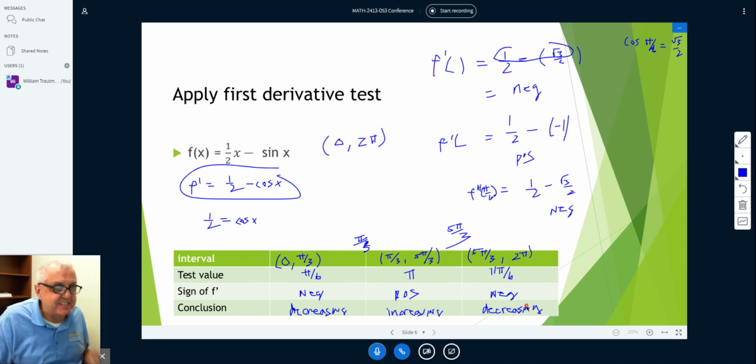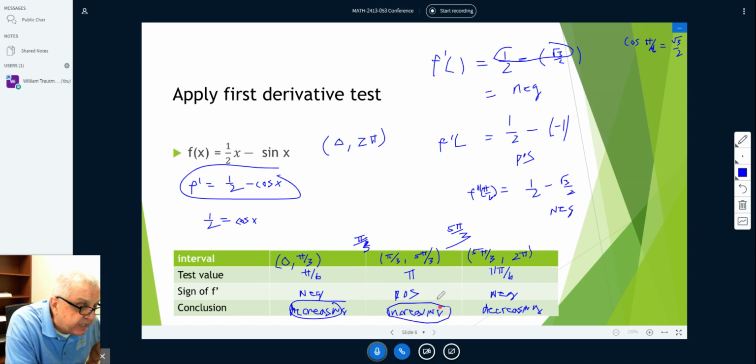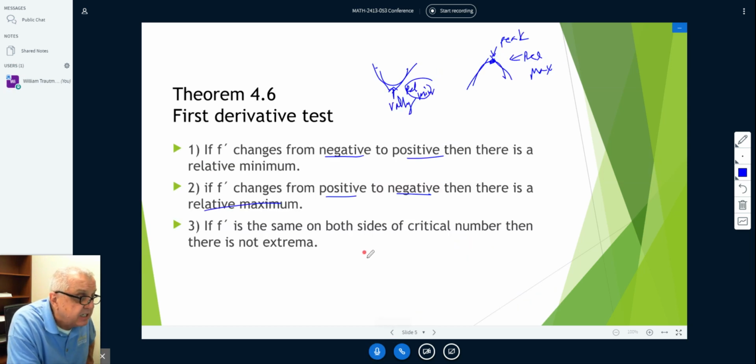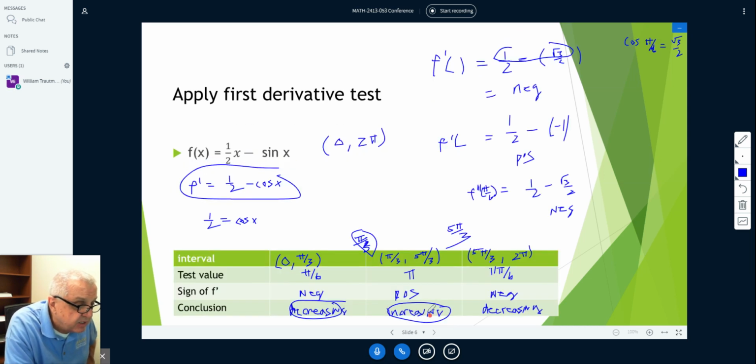We know the function's increasing and decreasing and all that. But the first derivative test tells us if we have valleys and peaks. We haven't said anything. So our function goes from decreasing to increasing at this test point. So it goes from decreasing to increasing. If we go back, so we go from a negative slope to a positive slope, so I know I have a relative minimum.